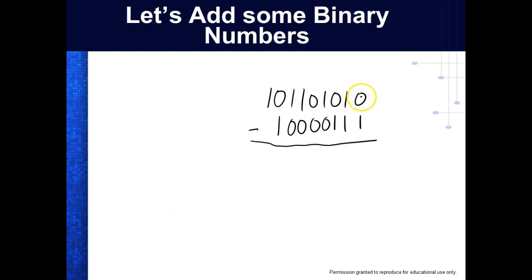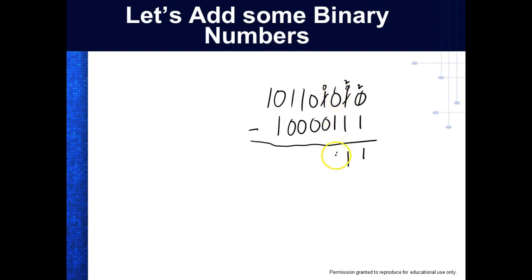So right here, I say 0 minus 1. What do I need to do? I'm going to make this a 0, make this a 2, and I give a 1. Can't get this guy, so what do I need to do? Borrow from here, makes this a 0, makes this a 2, borrows from that, makes it a 1, makes this a what? 2. 2 minus 1 is 1.